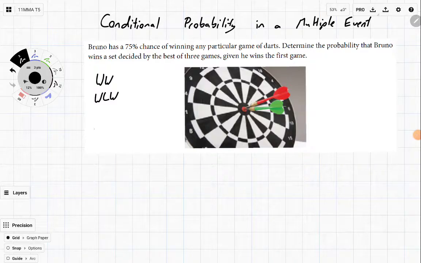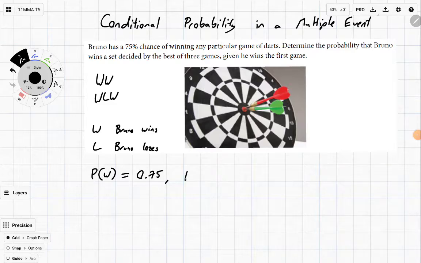So let's say W is Bruno wins. L means Bruno loses. So that means the probability of W is just 0.75. And the probability of him losing, well, that'd be 0.25. Either he wins or he loses. No draws.